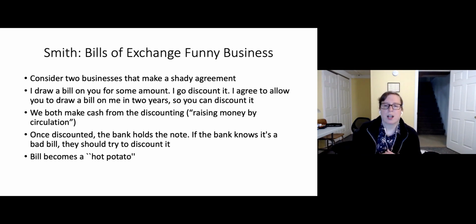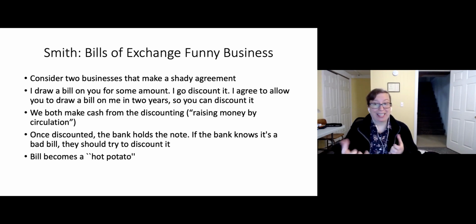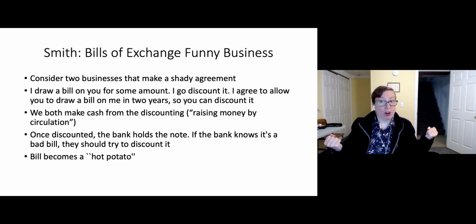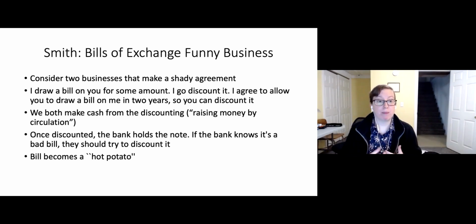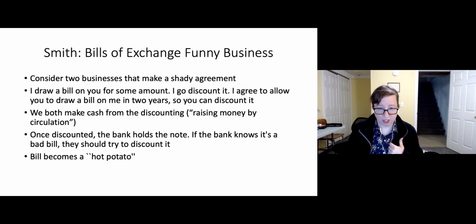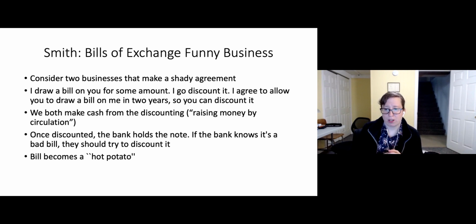Okay, and we'll agree on this. And I'm going to go discount it and get cash in my hands. I'm also going to agree to let you draw a bill on me in 2 years so that then you can go and discount it. Cool. We're both going to get cash from this discounting, which is great. We can live large in the present. This is called raising money by circulation. So these bills that we've drawn that neither of us really has an intention to pay on are currently being held by the poor bank that discounted it for us.